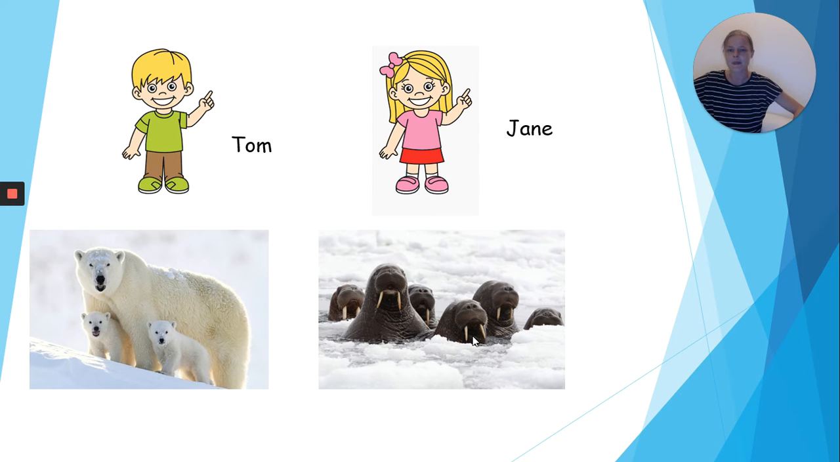Can you count them? 1, 2, 3. Well done. We have 3 polar bears. Now, how many walruses can we see? Let's count them together. Some are hiding. 1, 2, 3, 4, 5, 6. Well done. So we have 6 walruses and we've got 3 polar bears. If we plus them together, we add them together, what number do you think that equals?